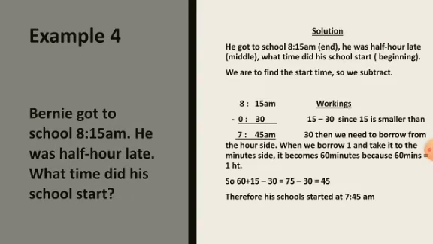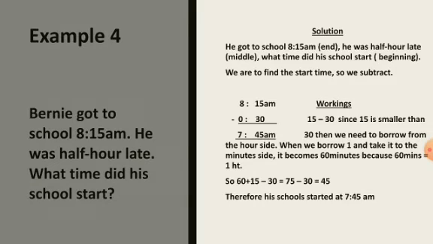Solution. He got to school 15 minutes past 8 a.m. That is the end. He was half hour late. That is the middle. What time did his school start? That is the beginning. So we have to find the start time. We've been given the duration, that is half hour late, and we've been given the end time, which is 15 minutes past 8 a.m. Now we have to find the start time, meaning we subtract.